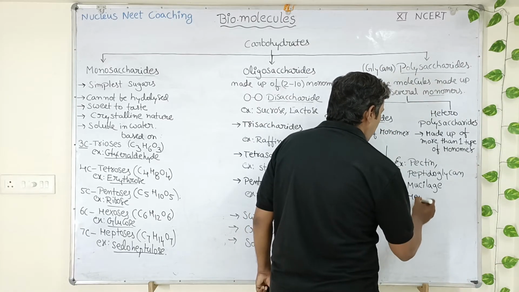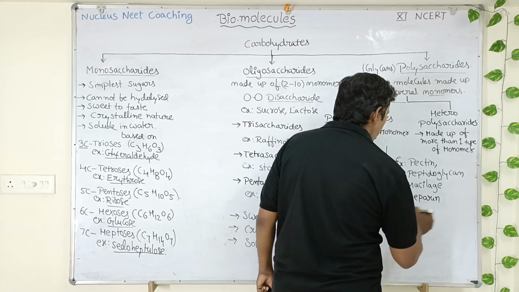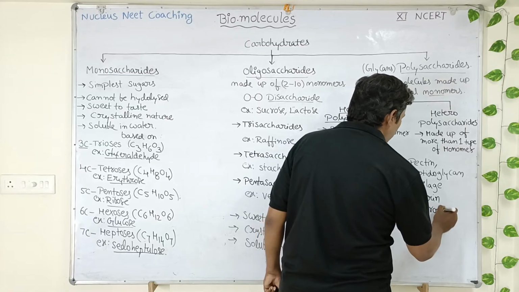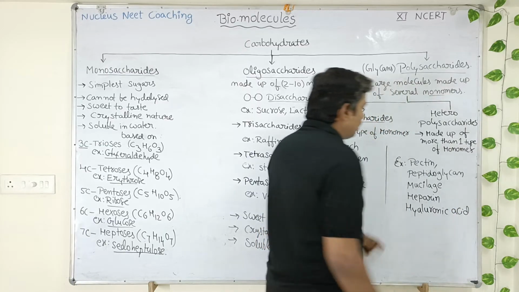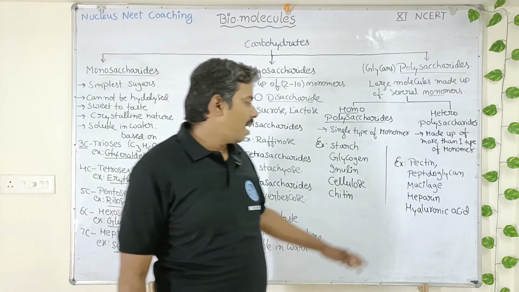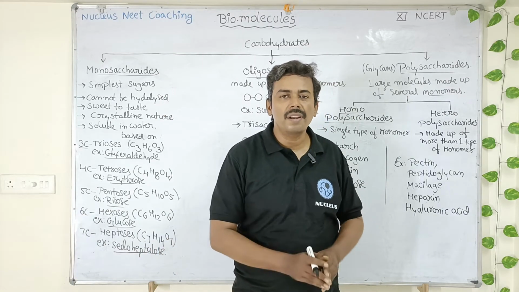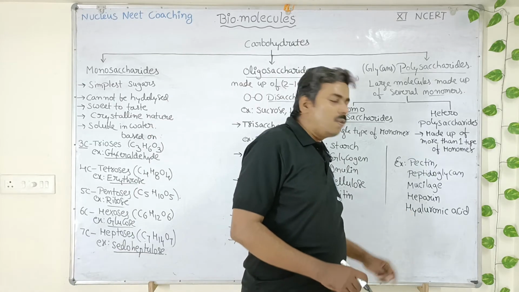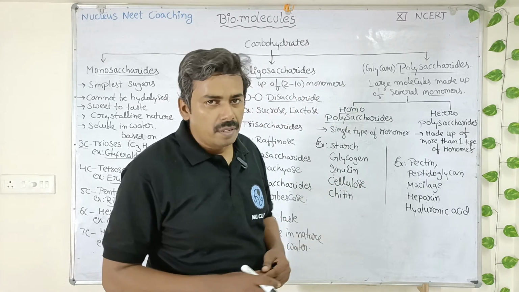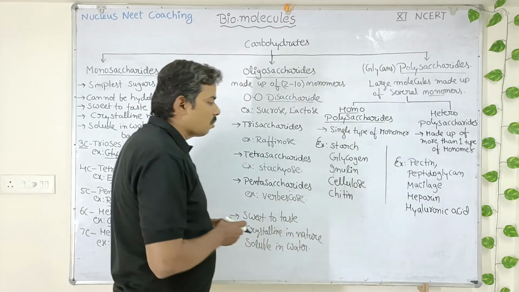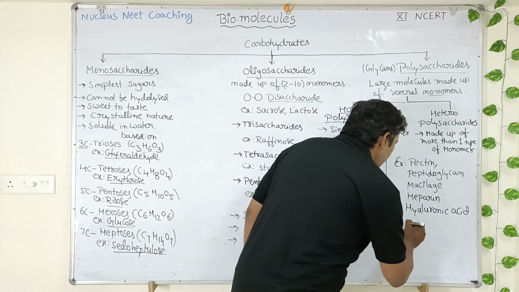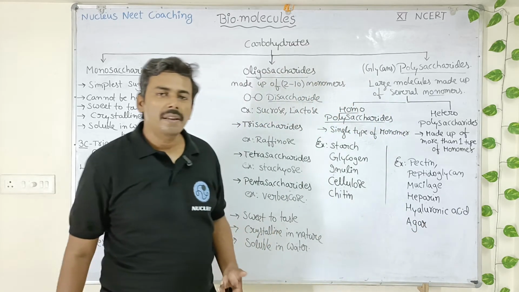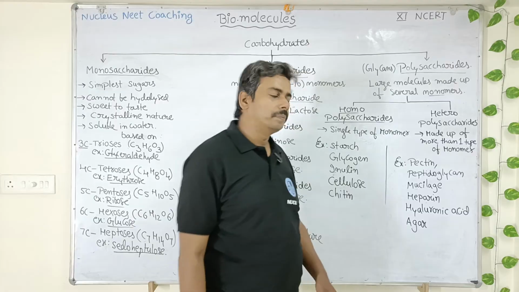Next is heparin, an anticoagulant in blood. Next is hyaluronic acid. Hyaluronic acid is another heteropolysaccharide which is seen in animals. It is present in the synovial fluid of joints and also inside the eyeball. It has lubricating properties in the body of animals. Next is agar. It is present in algae. It is a phycocolloid.